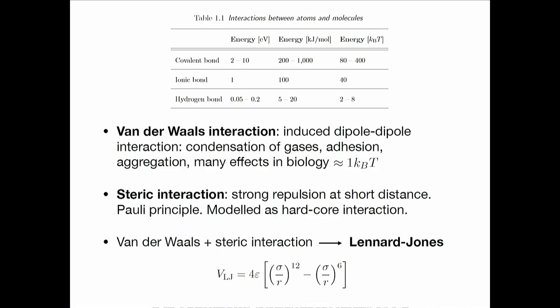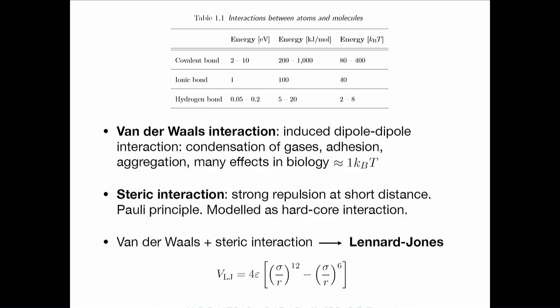So it's responsible for the condensation of gas, for adhesion, for instance in glues. It's the van der Waals interaction, aggregation, flocculation in colloids, and many other effects in biology. And to balance this van der Waals interaction, there is the so-called steric interaction, which is due to the Pauli principle, which prevents the overlap of electron wave functions, and so induces a very strong repulsion at short distance. Very often, this is modeled as a hardcore interaction.